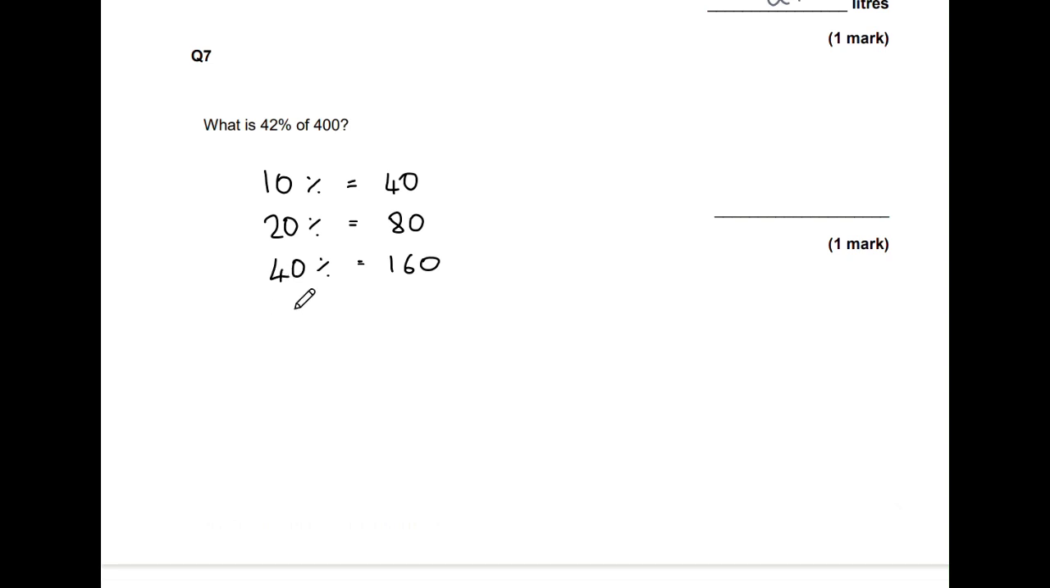Okay, so we now need another 2%. So 1%, we can go back to the 10% and divide that by 10 again. So 1% would be 4. That makes sense because 1% of 400 is 4. So 2% is going to be 8. So our answer for 42% is going to be that 40 and the 2, which gives us 168.